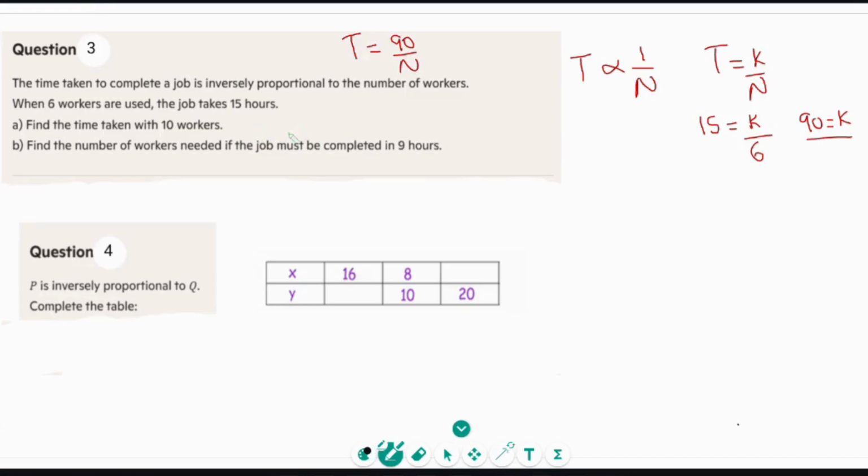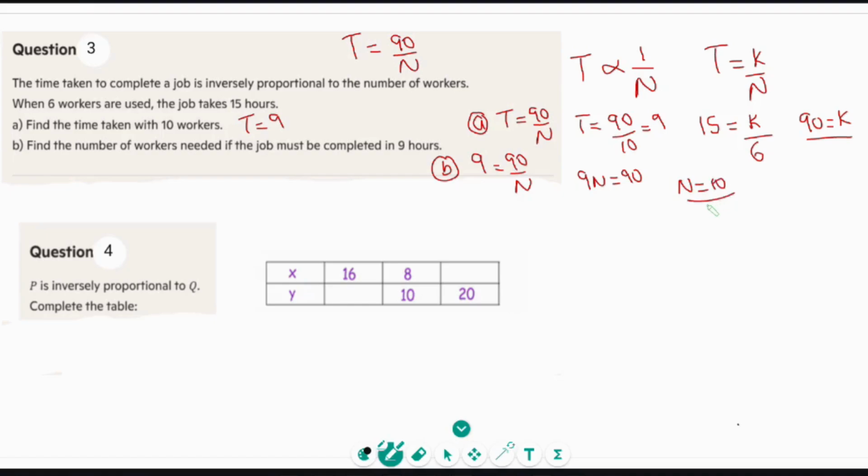Find the time taken with 10 workers. So for A, T is equal to 90 over N. Just need to replace our N with 10. Gives us T is 9. And for part B, the number of workers needed if the job takes 9 hours to complete. The 9 equals 90 over N, times both sides by N. Divide both sides by 9, gives us N is 10. So number of workers needed is 10.